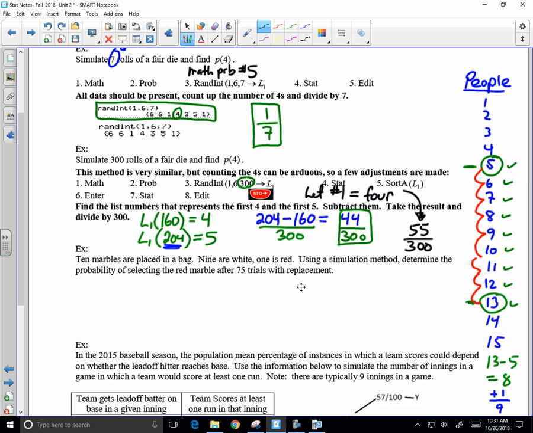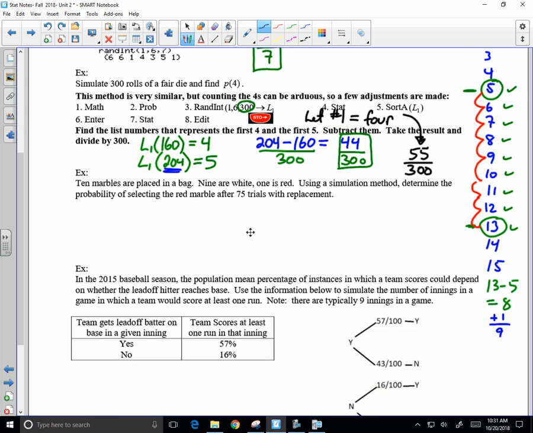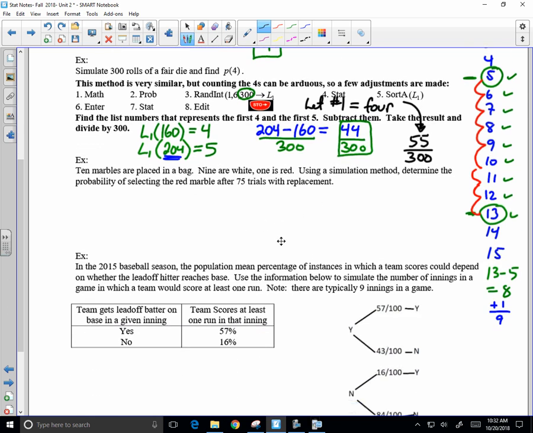All right. 10 marbles are placed in a bag. 9 are white, 1 is red. Using a simulation method, determine the probability of selecting the red marble after 75 trials with replacement. With replacement allows for independent events, which means that the probabilities aren't going to change from trial to trial. Because if I didn't have replacement, that would mean that when I select a marble, it does not go back in the bag before I select another one. In which case, I couldn't have 75 trials. I'd only have 10 trials because once I selected the last marble, it's all over. So they all have to be going back in.